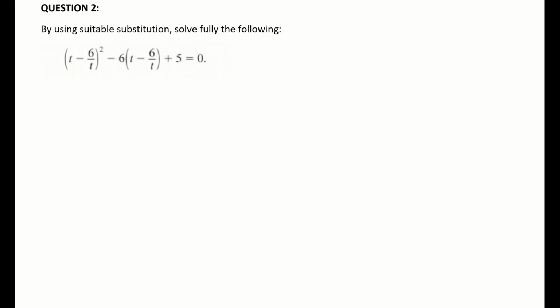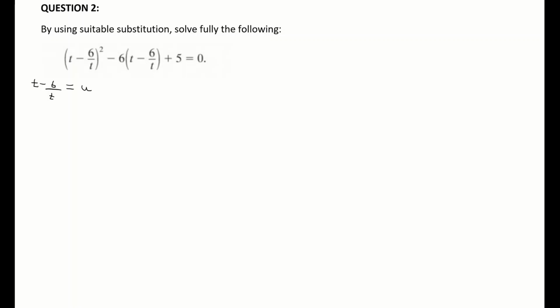Now we don't solve quadratics when it's looking complicated like t minus 6 over t. So what I'm going to do there is I'm going to substitute u in for t minus 6 over t. So I'm taking my t minus 6 over t and I'm going to change that or substitute that in with a letter, and I'm going to call it u. Now you can call it any type of substitution. You can use any letter to represent it. I'm just calling it u.